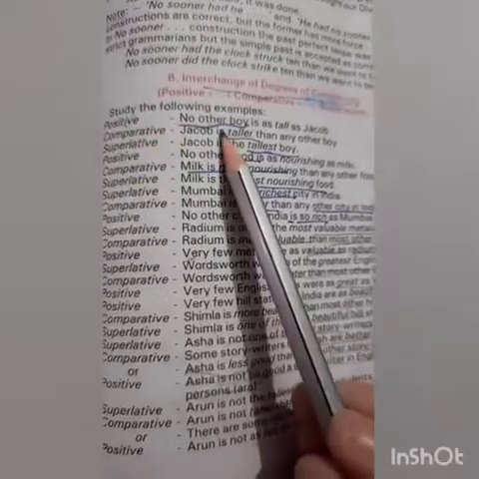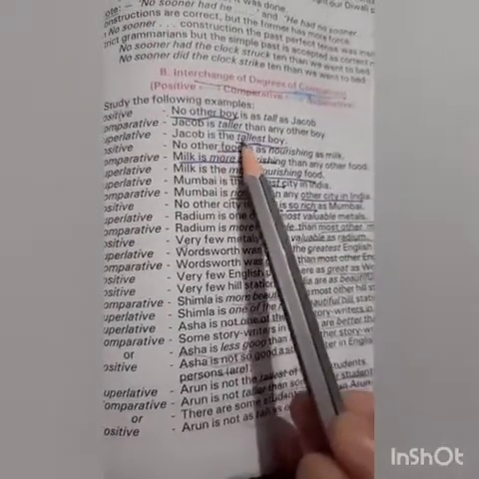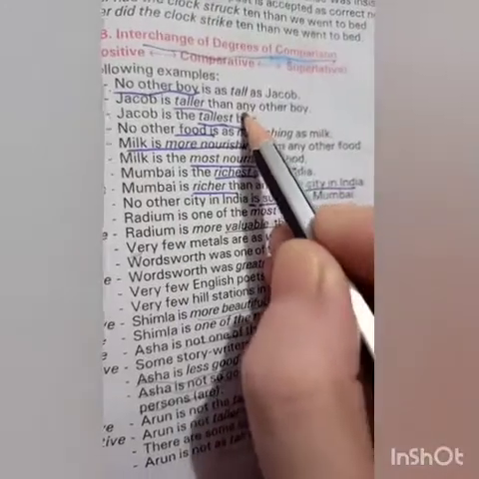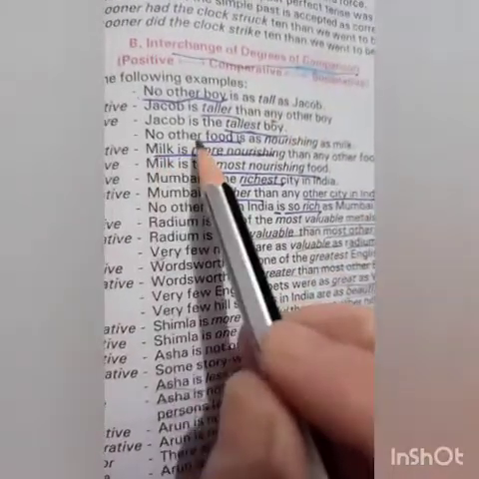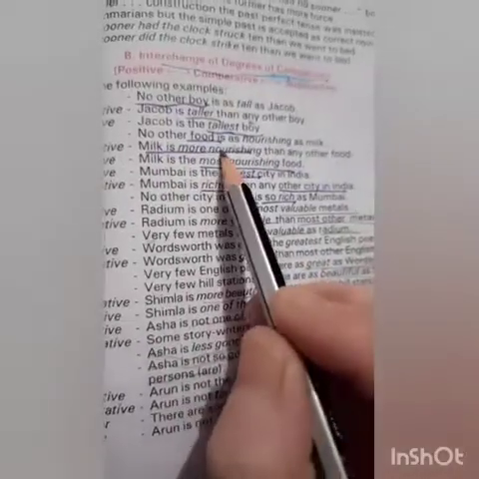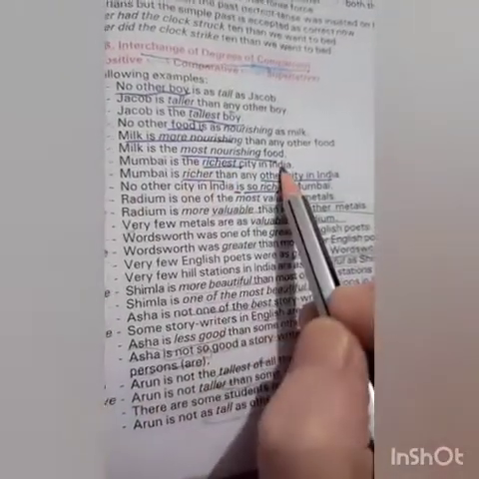Now, first one, positive degree is given. No other boy is as tall as Jacob. Comparative becomes, Jacob is taller than any other boy. See the construction of the sentence. Any is used. Jacob is the tallest boy. This is superlative degree. No other food is as nourishing as milk. Milk is more nourishing than any other food. Milk is the most nourishing food.